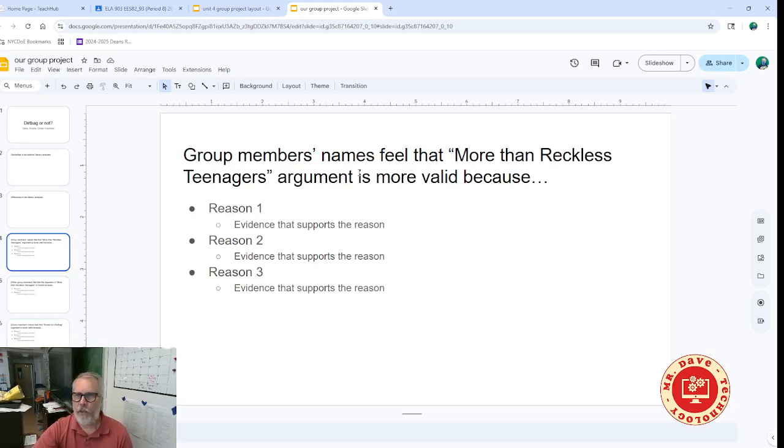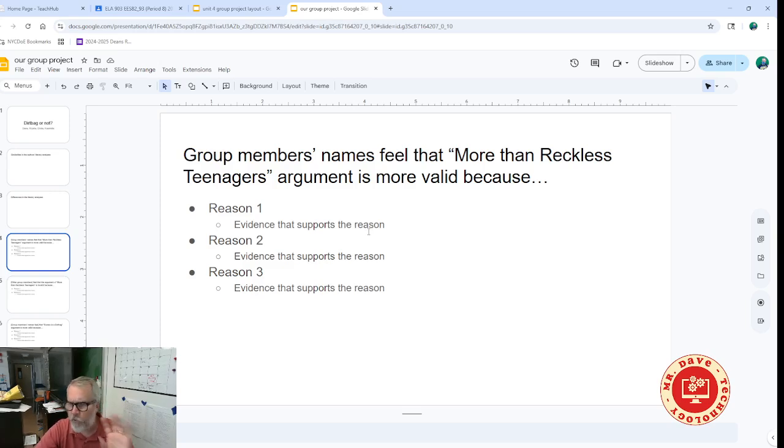So, two people, or one side, I guess, however you want to divvy it up, is going to find reasons why "More Than Reckless Teenagers" has a more valid claim, right? You don't necessarily have to agree, you just have to be able to make an argument that "More Than Reckless Teenagers" is a more valid argument than "Romeo Is a Dirtbag." And you're going to give me 3 reasons why, and then you're going to use your own logic, or evidence, or whatever it is you want to use.